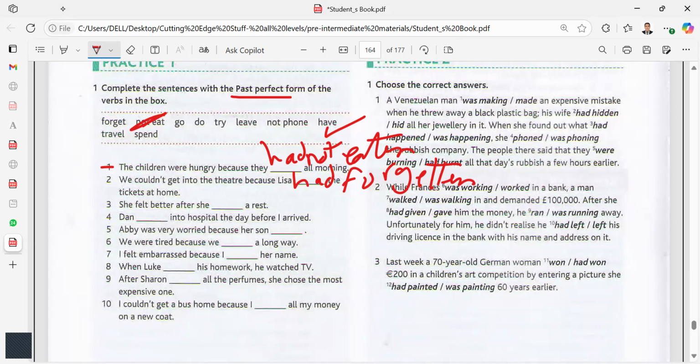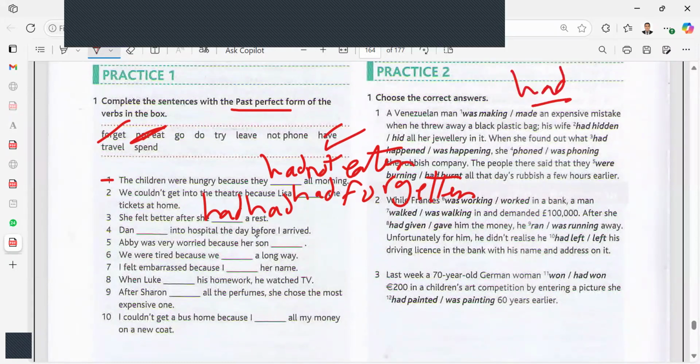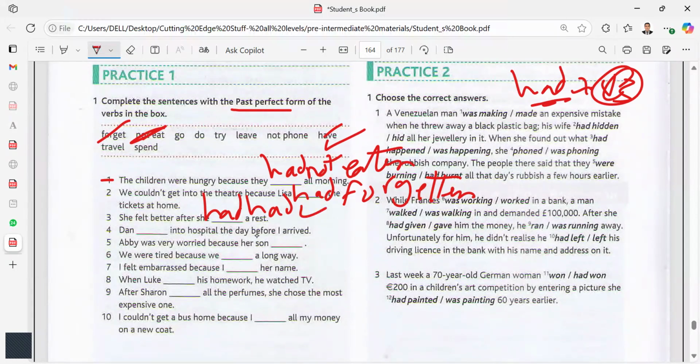Number 3. She felt better after she had had a rest. Had what? Had a rest. هتقول لي ازاي had؟ اقول لك ما احنا اتفقنا ان had دي موجوده في القاعده، بعد had الفيرب 3. لذلك كتبنا had. But she felt better after she had had a rest. Clear يا جود? طيب number 4.